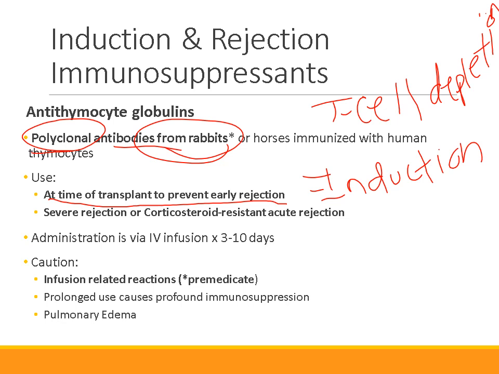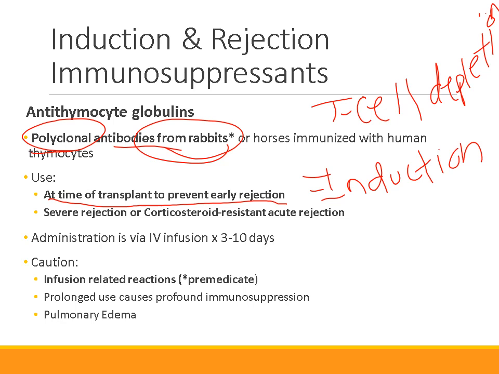When we look at using the anti-thymocyte globulins, they are administered via IV infusion for 3 to 10 days. But they produce profound lymphopenia that can last over a year. So even though we're giving it just for a short period of time, this can produce lasting effects. Again, lymphopenia, penia means poverty. So lymphopenia is a poverty of lymphocytes, so decreased lymphocytes for over a year.